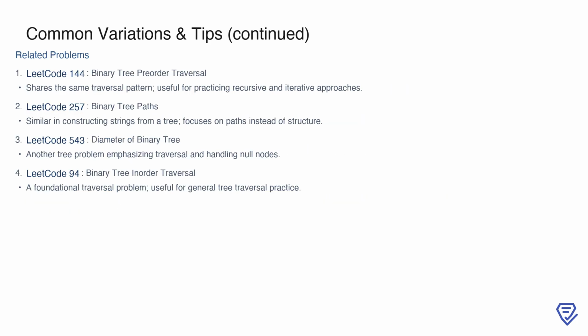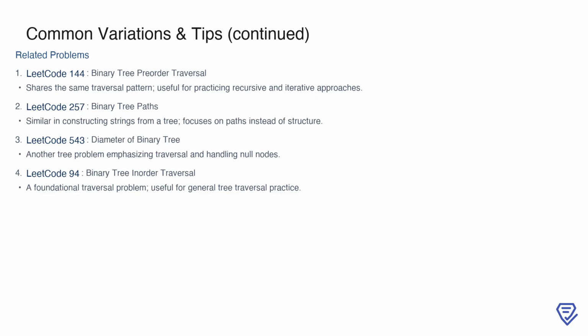To deepen your understanding and expand your skills, it's helpful to explore related problems. For example, LeetCode 144, Binary Tree Preorder Traversal, shares the same traversal pattern and is excellent for practicing both recursive and iterative methods. LeetCode 257, Binary Tree Paths, is another similar problem, but it focuses on constructing strings to represent paths in the tree rather than the overall structure.